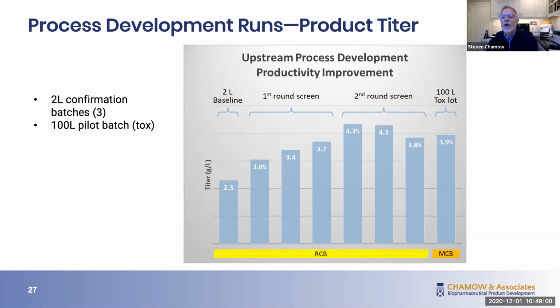Now, this is not required. Depending on the timeline, you can do the tox lot with the research cell bank and then switch to the master cell bank for the GMP batch. In this particular case, we had the master cell bank completed and characterized prior to the 100-liter tox lot, so we chose to do that batch with the MCB.